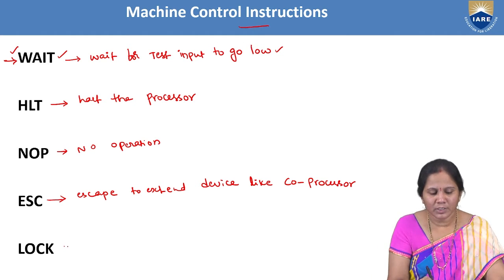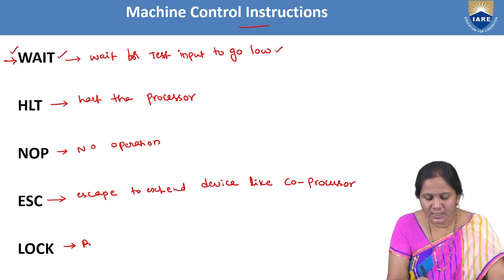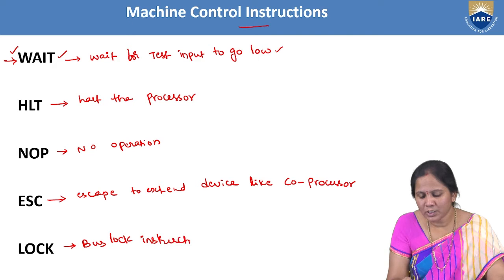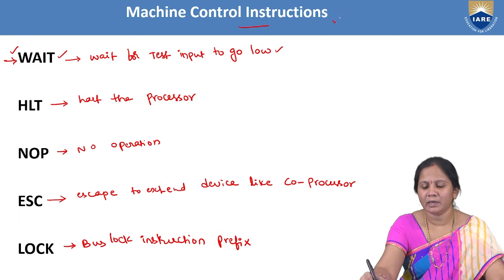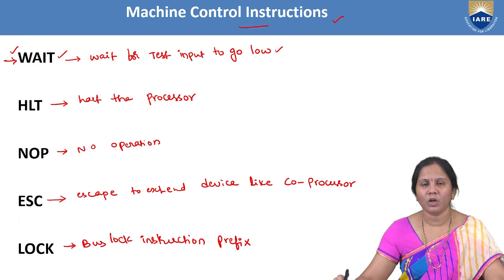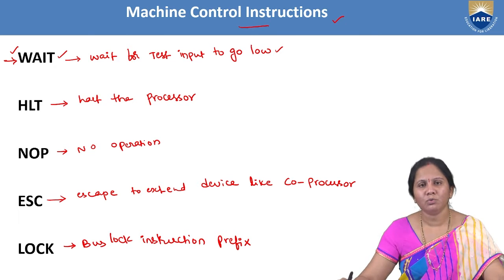Now, next instruction is LOCK. LOCK represents lock. This instruction is used to lock the system bus access. LOCK represents bus lock instruction prefix. So all these instructions come under machine control instructions. That means all these are related to bus access and execution. When these instructions are executed, they are going to control the machine, which is nothing but the processor.